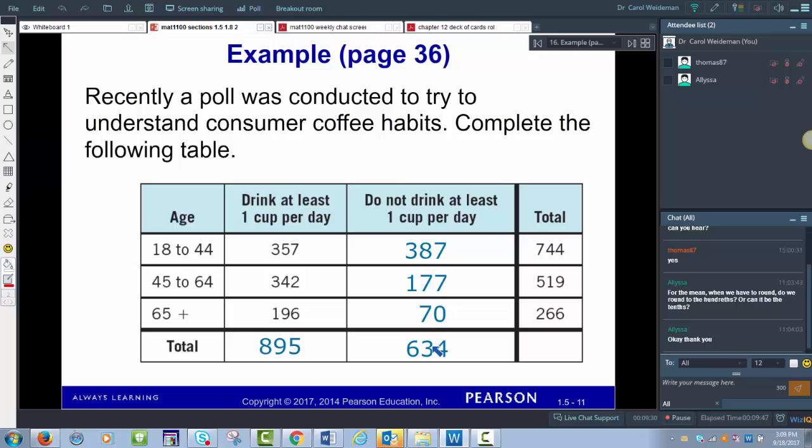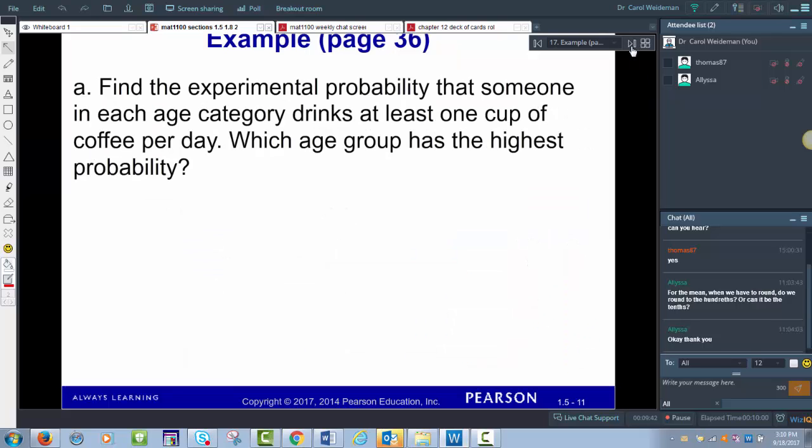And then if I add those up, I have a nice check here, because I can do this plus this and get a total of 1529, and I can also double check and make sure these add up to 1529. All right, so now let's answer some questions. Find the experimental probability that someone in each age category drinks at least 1 cup of coffee per day. Which age group had the highest probability?